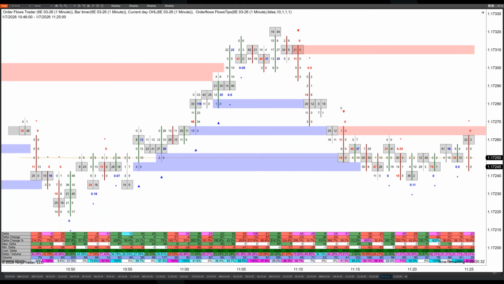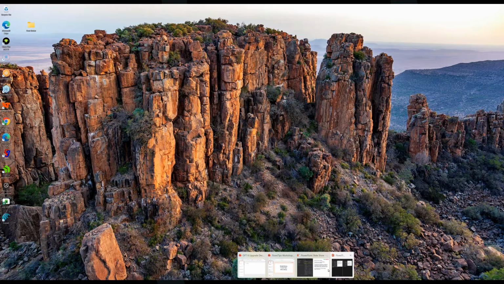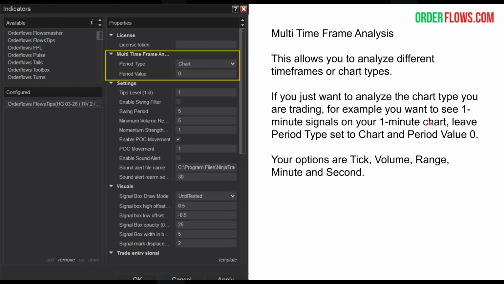All right, so get back here. If you want to analyze the chart type you're trading, for example, you want to see 1 minute signals on your 1 minute chart, you just leave it at 0. If you want to change it to a 5 minute, you change the period type to minute, and then you change the period value to 5. If you want a 30-minute chart, change the period type to minute, and you put in a period value of 30. Okay.